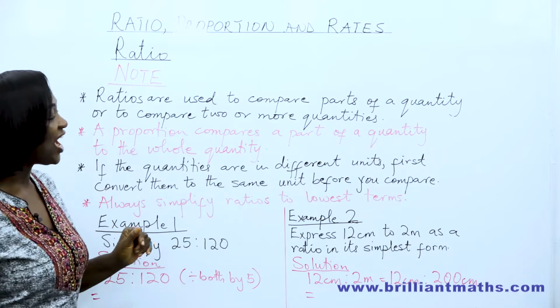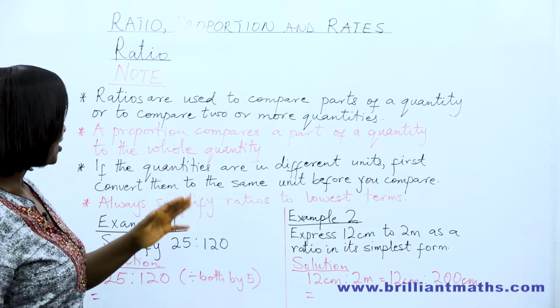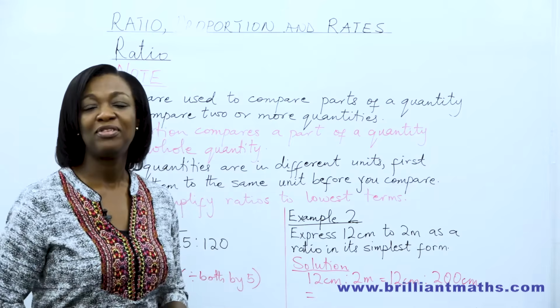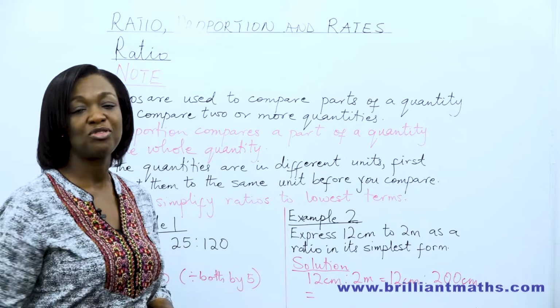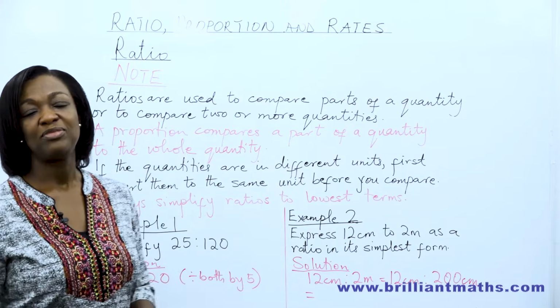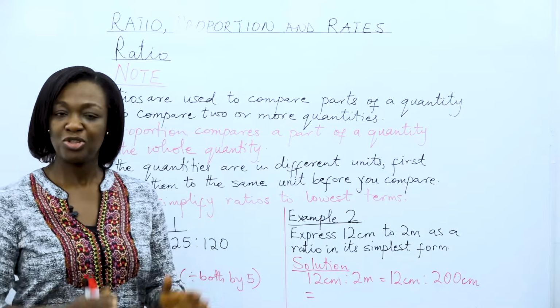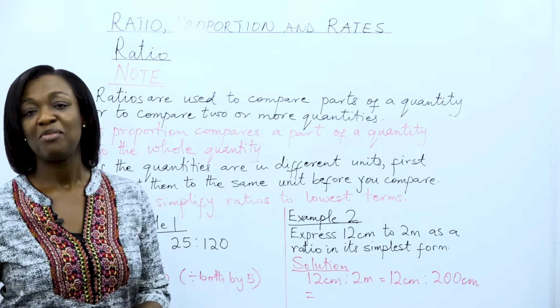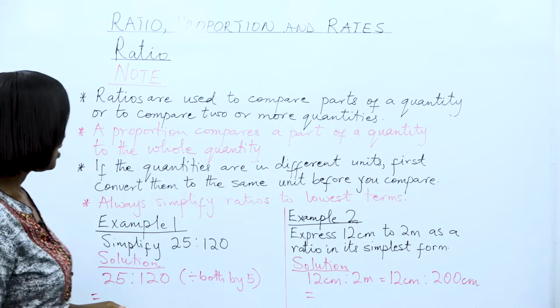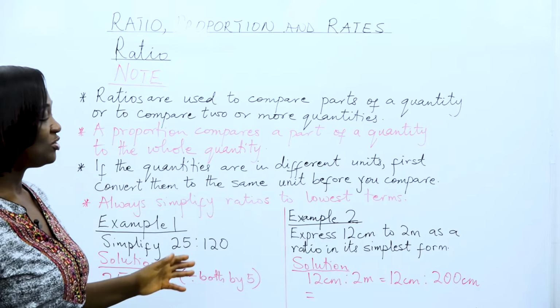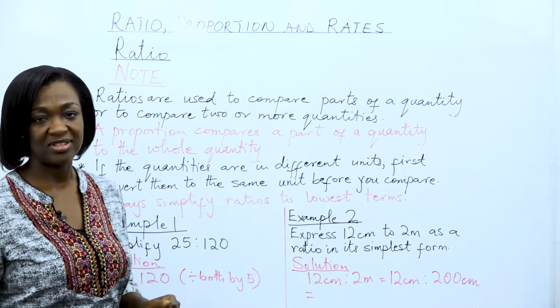If the quantities are in different units, first convert them to the same unit before you can compare. For example, if you are comparing kilograms to grams, change them to the same unit. It is usually easier to change to the smaller unit. So change your kilograms to grams before you compare. And finally, always simplify ratios to lowest terms.